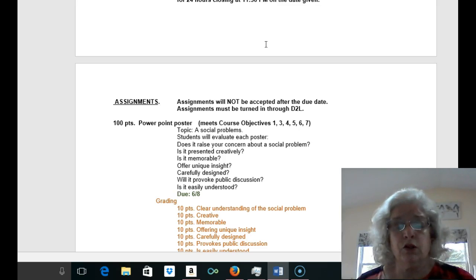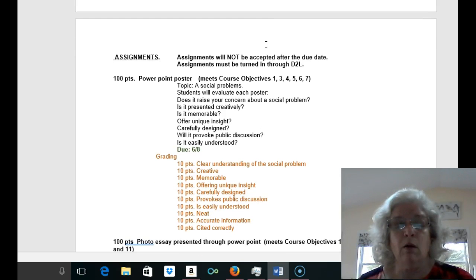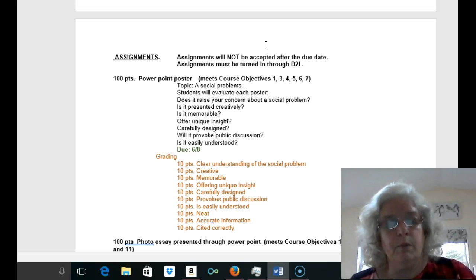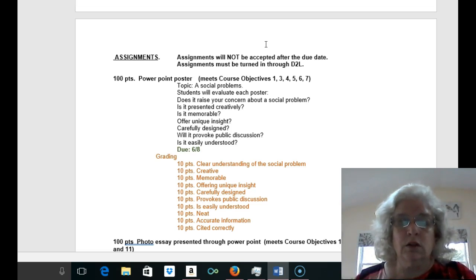Assignments. You have 3 major assignments for the class. The first is a PowerPoint poster. You will have a video on that as well. And currently there's one up, probably with wrong due dates on it, but it is about a social problem. It's looking to see if you have a clear understanding of a social problem, if you can fight for your cause and provoke a healthy public discussion about the social problem, and is it easily understood. And you need to use reliable sources for your information, so you need to make sure that you cite those correctly.